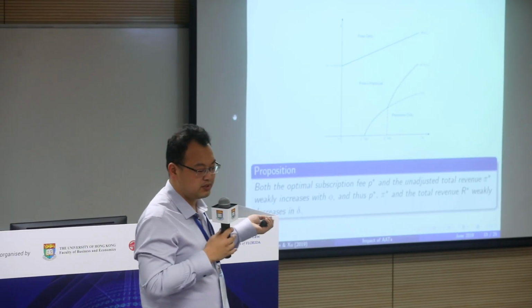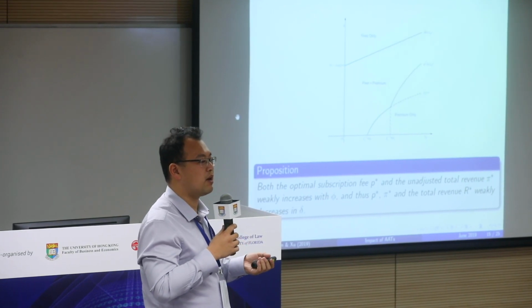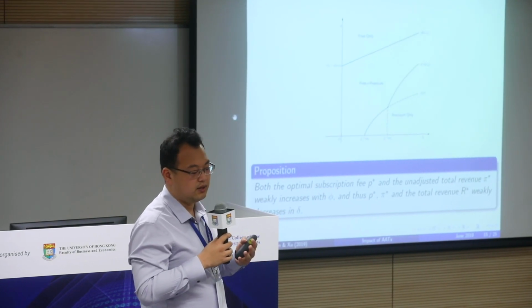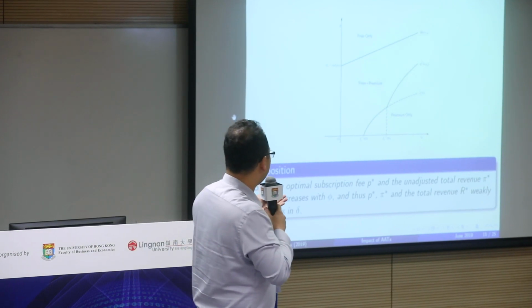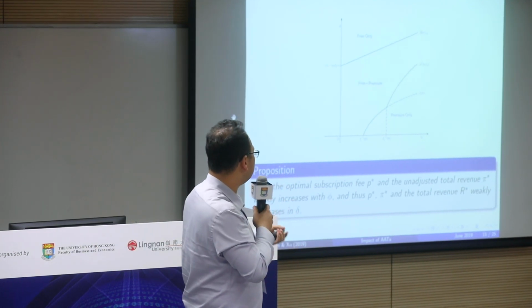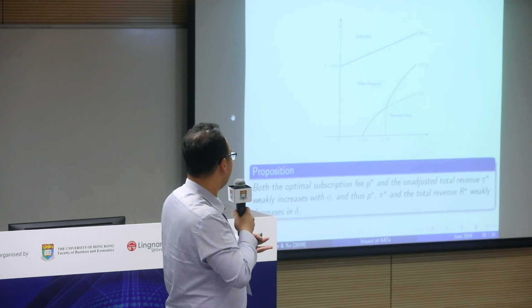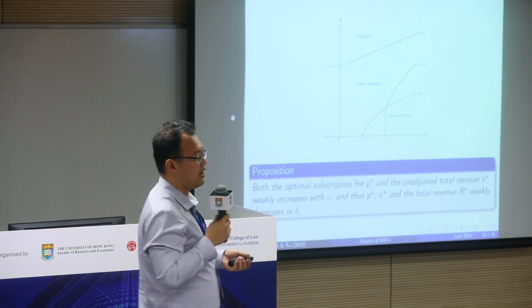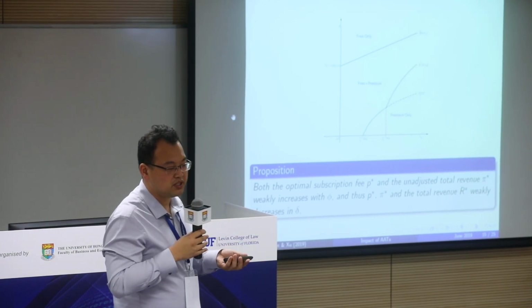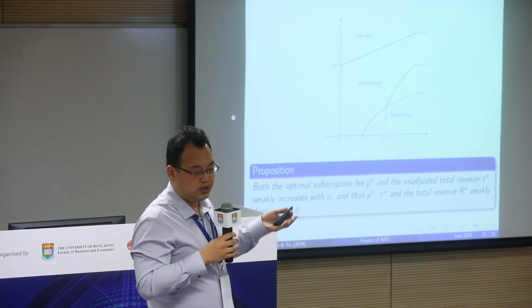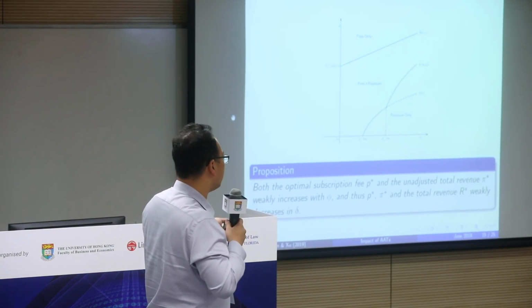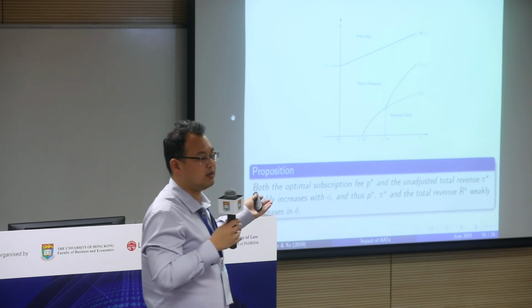Based on our proposition, we are able to come up with this comparative statics result: the equilibrium subscription fee, the optimal subscription fee, and the unadjusted total revenue will be weakly increasing with phi. And because phi is decreasing with delta, we know that P star, pi star, and the total revenue will be weakly decreasing in delta.